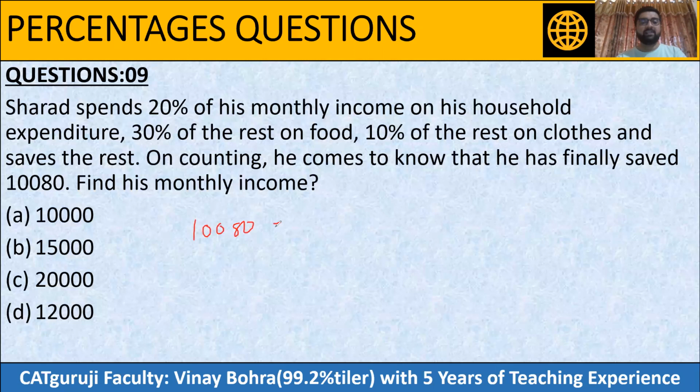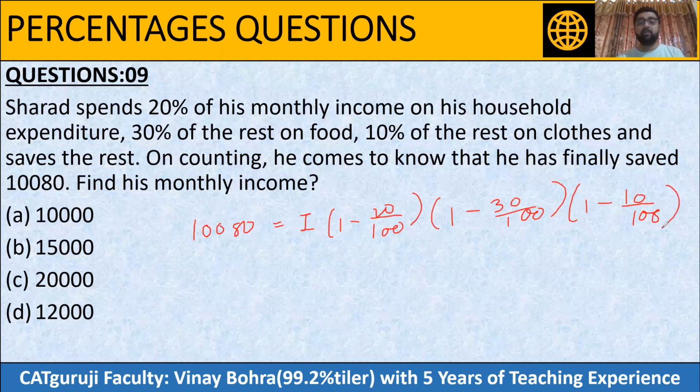Initial income is I. Now there is a reduction of 20% the first time on household expenditure, then 30% on food from the remaining, so 1 minus 30 by 100, and then 10% on clothes, so 1 minus 10 by 100. The same approach will simplify this. On simplifying this, we'll get I is equal to around 20,000. So 20,000 is the answer for this kind of question.